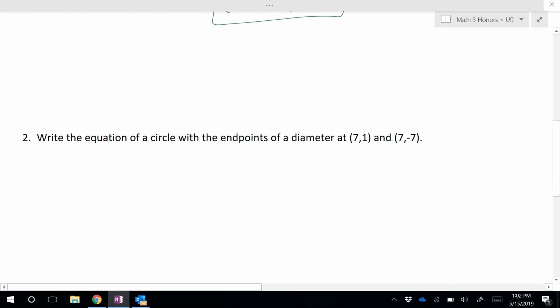What 2 things do we need to write an equation of a circle? We need the center and the radius. Did they give us either of those? Well, they gave us the endpoints of the diameter. So our first thing is we need to find our center and our radius. Once we have those, then we can write our equation. So they do give us enough information, but we need to work with the information given to us. So we have this circle, (7, 1) and (7, negative 7).